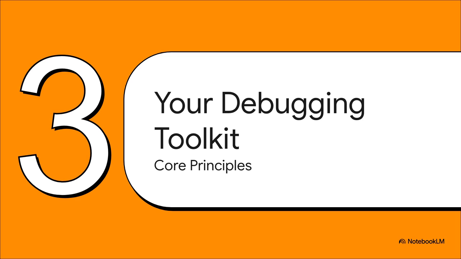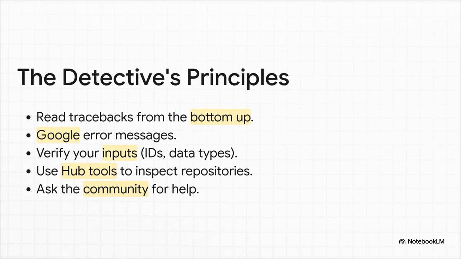So, we've cracked two very different cases now. But what's really cool is that in the process, we've actually been assembling a powerful, universal debugging toolkit that you can use for pretty much any bug you run into. So what exactly is in our detective's toolkit? Let's recap. First, and most importantly, read tracebacks from the bottom up. That's our golden rule. It'll always point you to the real culprit.